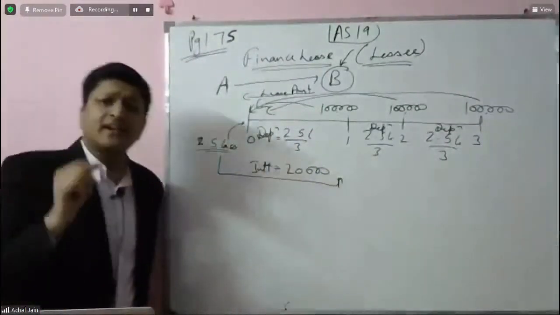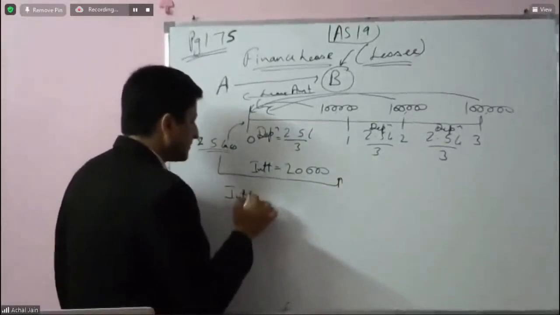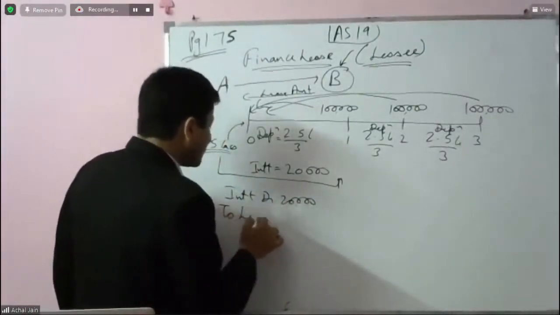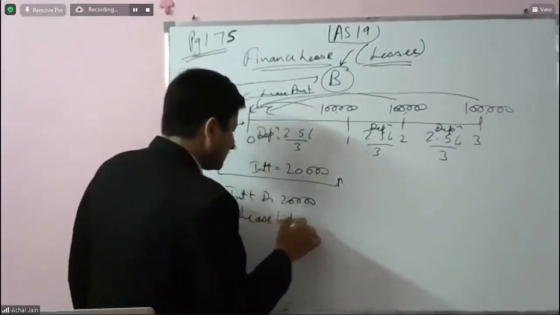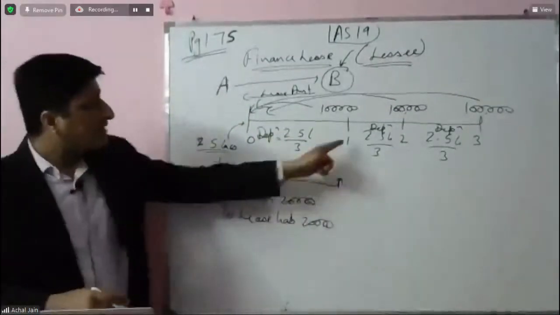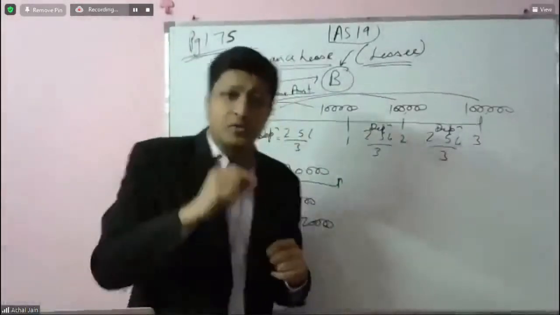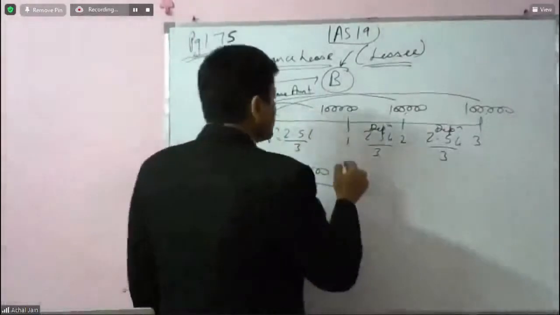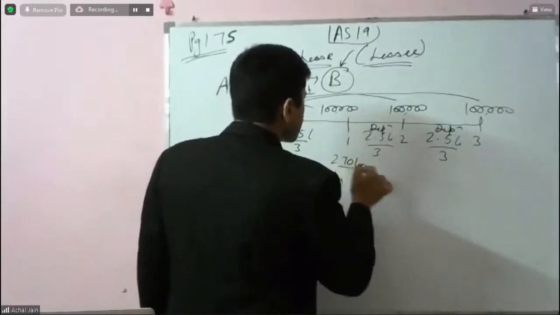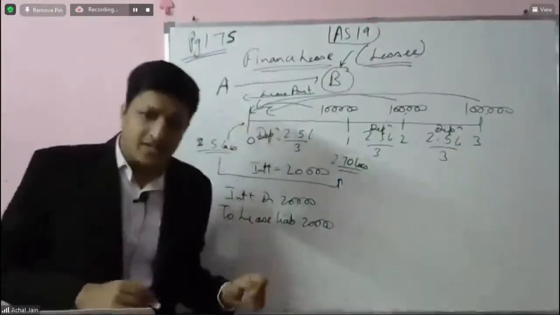So what is the accounting entry that I'll pass? You will say interest debit 20,000 to lease liability 20,000. As a result of this, what will happen? At the end of first year, my lease liability will appear at a higher amount. This will become 2.70 lakhs. Correct? This will become 2.70 lakhs.